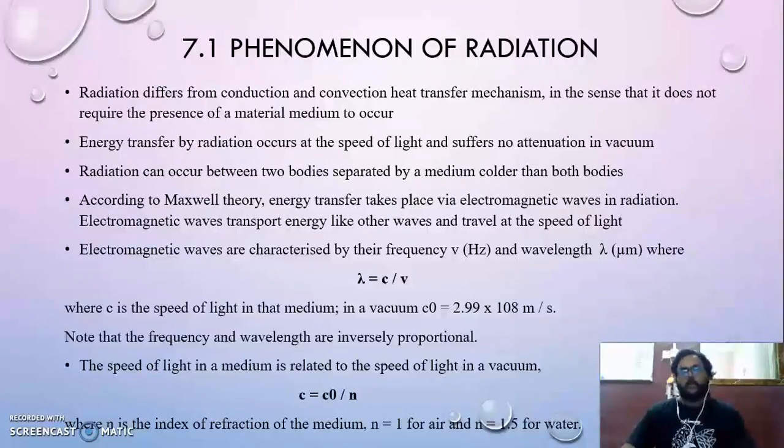So I'll be covering the subtopics 7.1, 7.2 and 7.3. We'll go to 7.1 now, which is the phenomenon of radiation.